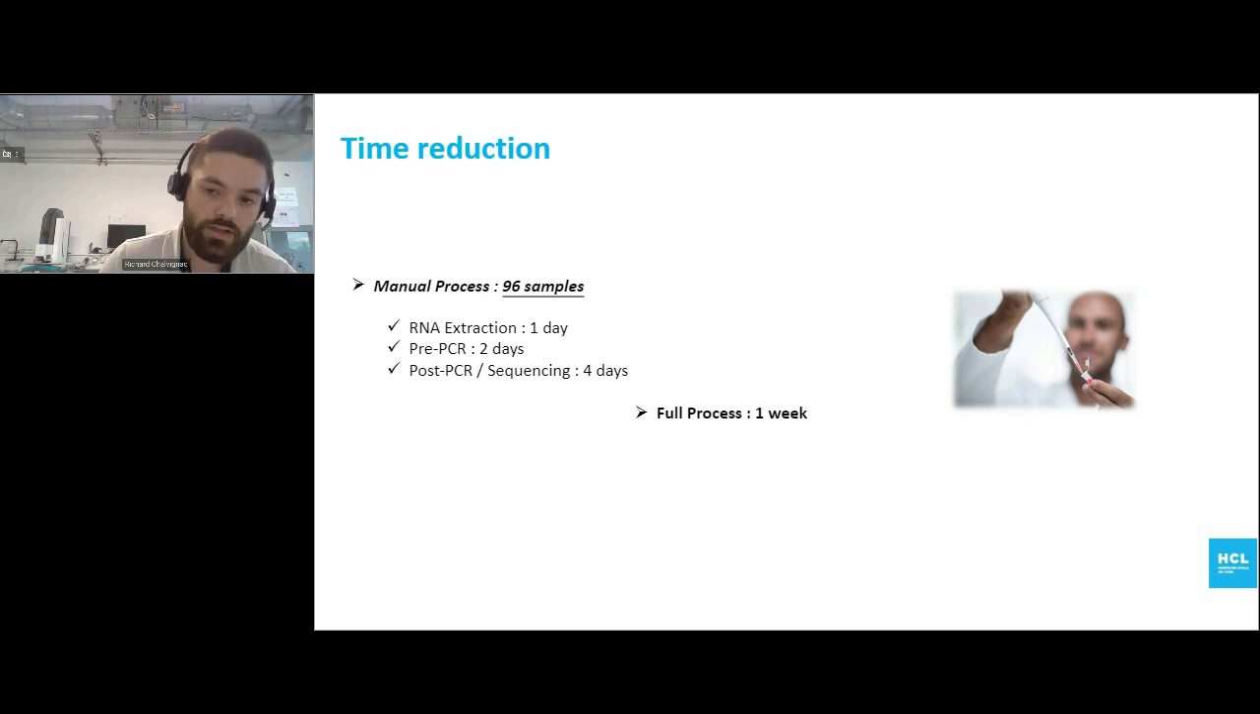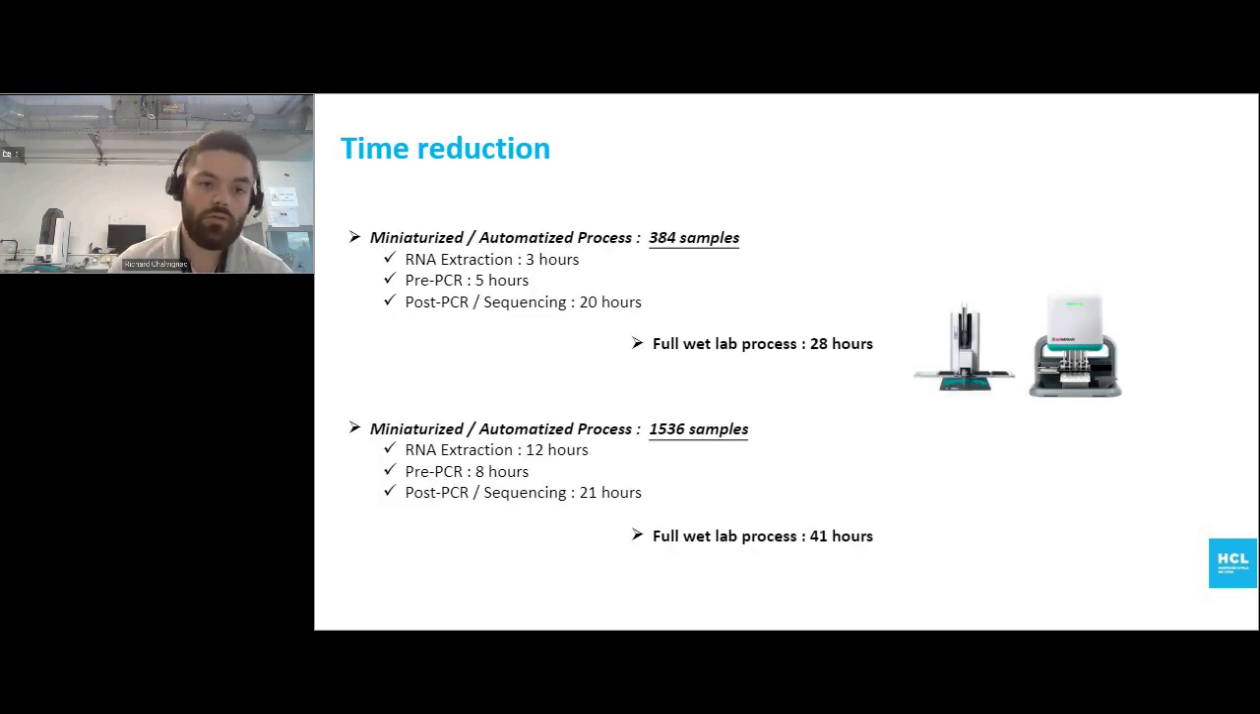By automatization, we could do 384 samples with the RNA extraction in around 3 hours with the MJE and the Hamilton Starlet, and the pre-PCR and the post-PCR in around 25 hours combined with the SPT Labtech automatons, giving us a full wet lab process of 28 hours for 384 samples. For 1,536 samples, the full lab process will take around 41 hours. So this is a great improvement compared to the manual process.